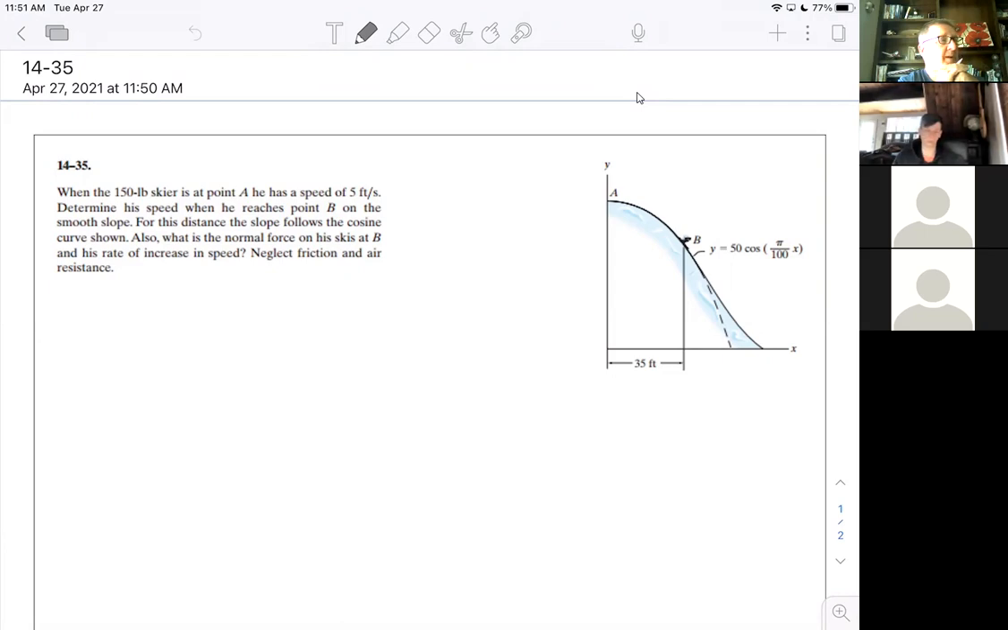So notice when the skier was at point A, he already had a speed of 5 feet per second. So he had an initial speed. So this is kind of like our velocity at A. I'm going to make a note that that's a force, and hence mass would be equal to 150 divided by 32.2. Isn't that acceleration for non-metric or standard problems? And so if I need the mass for something, I'm just noting that to myself because I'll probably screw that up. So it says determine his speed when he reaches B on this smooth slope.